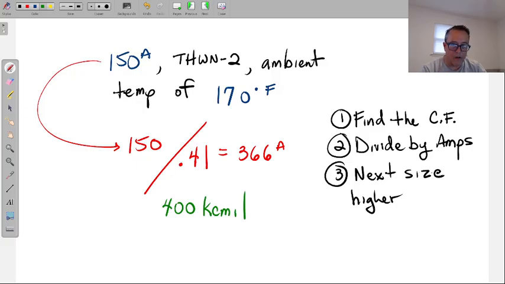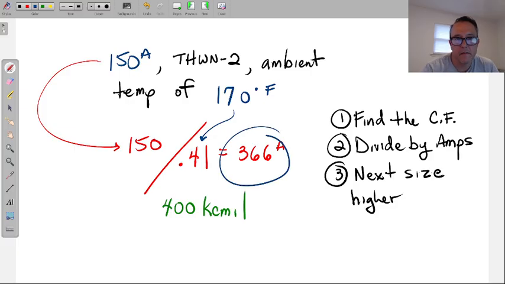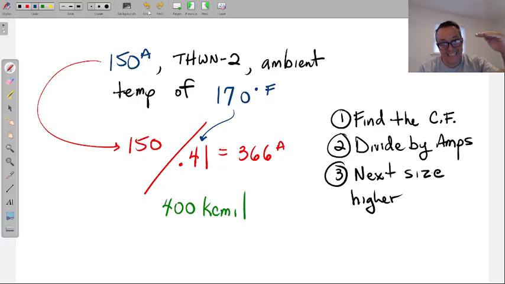So the dividing method is only one step. Find the correction factor for the temperature you're dealing with, divide it by the target amperage that you want to cover, and then whatever this number is, pick a wire that is that number or the next size higher, which is probably more likely the case. I remember when I was taught this, I was like, whoa, I'm going to go this route all the time.